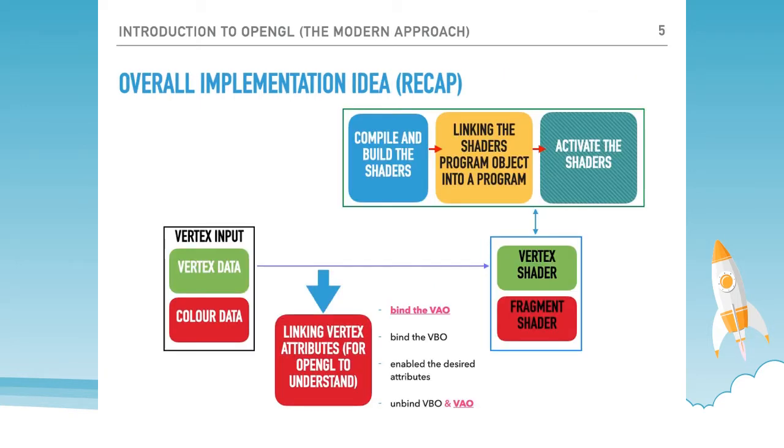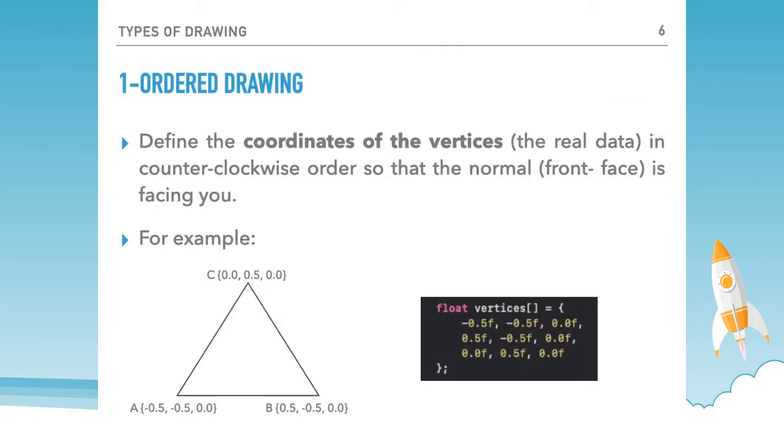Besides that, we have also seen how to write the code to implement the modern approach of OpenGL that uses shaders. So far in previous practices, you've been using what is called order drawing. That means that if you want to draw a triangle, you have to list out the vertex information for the 3 vertices that make up that triangle. And you have to define the coordinates of these vertices in counterclockwise order so that the normal is facing you.